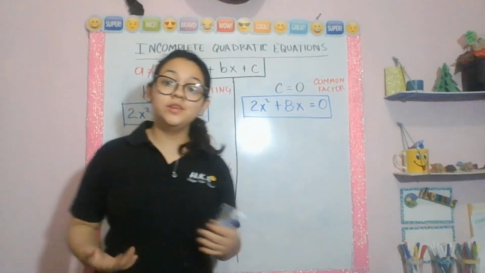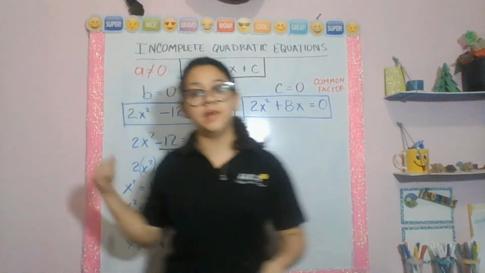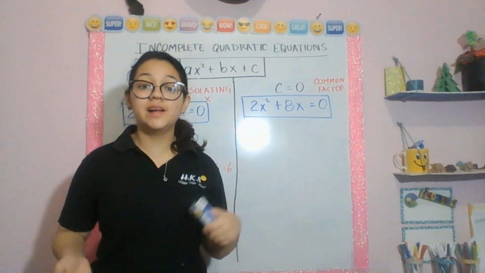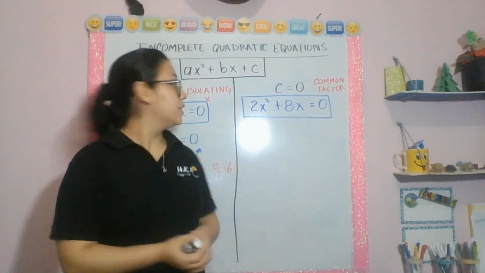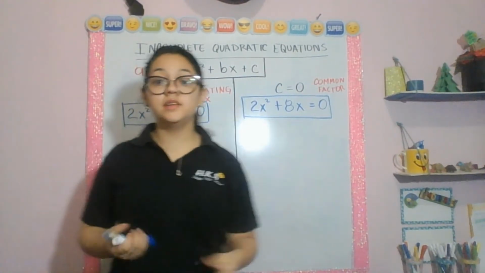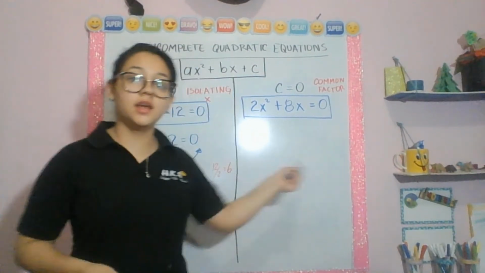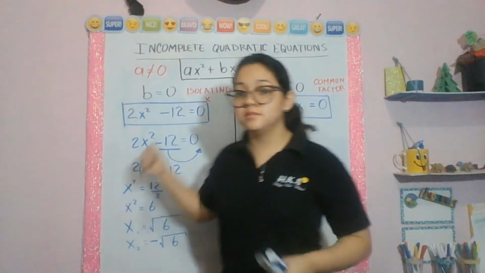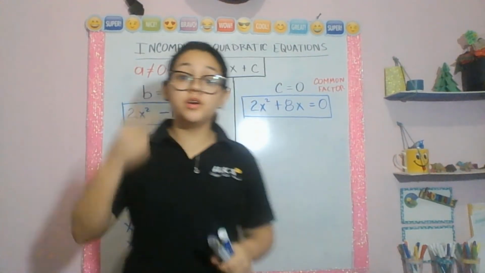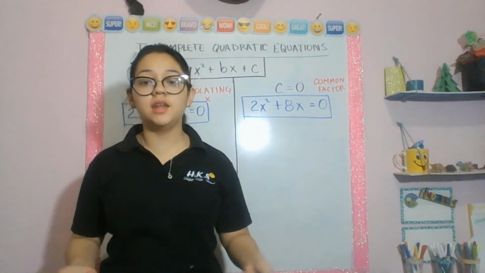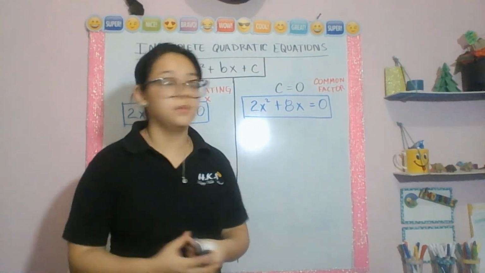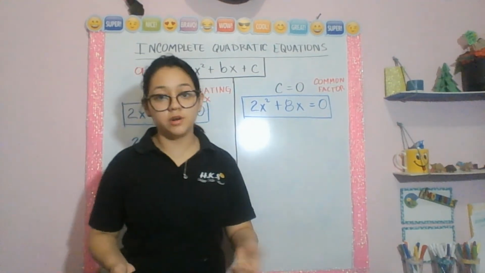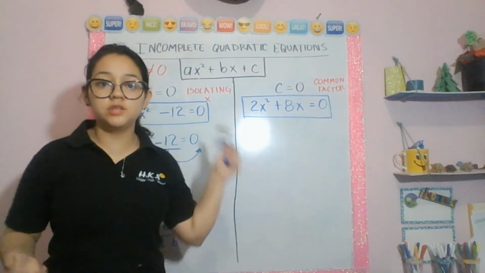Now, what do we do if we are not missing b? We are missing c. Remember that c is the number in that equation that does not have a variable. We cannot do the same as before, because we are going to have two different terms that we cannot isolate. We have an x to the second power and an x to the first power. So we cannot do the isolation.